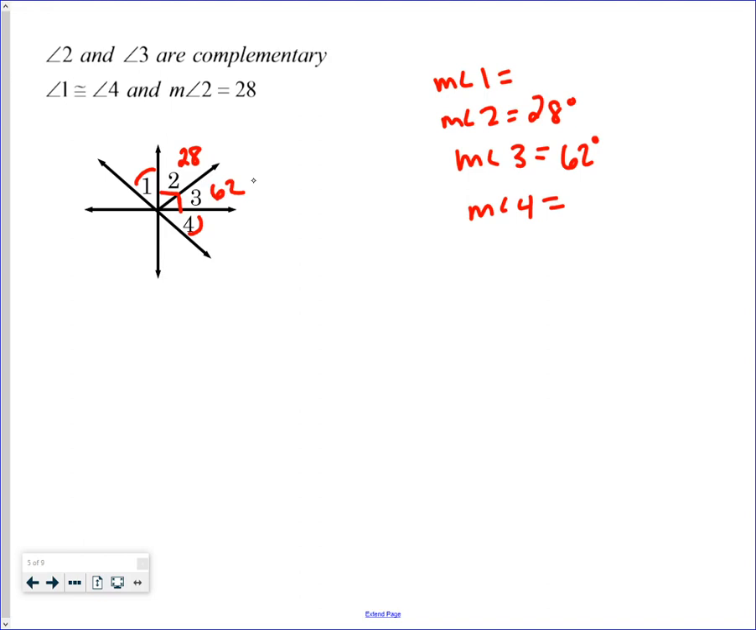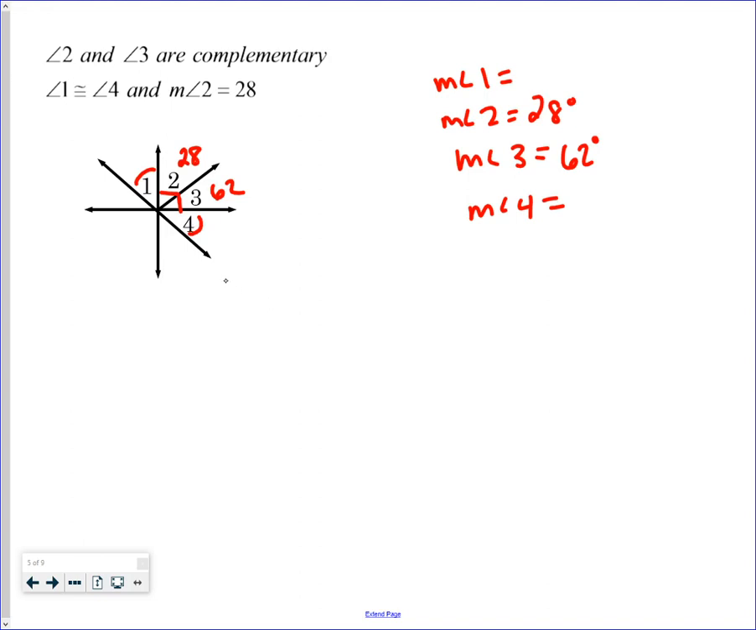Okay. So angle 1 and angle 4 are left over. I know they're the same. That's going to help in a minute. I don't know what to do from here though. Okay. So 1, 2, 3, and 4 make a line, which means they add up to 180, right?